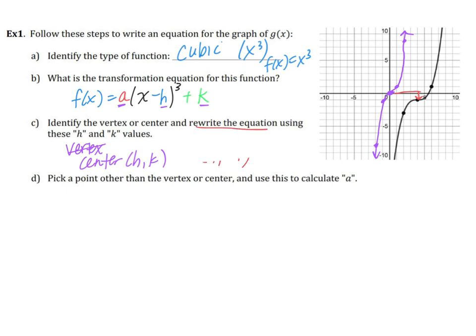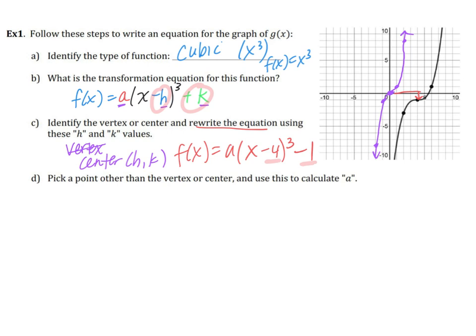Well, let me do that instead with the equation. I'm going to do f of x equals a times x. If I move to the right 4, that's minus 4. And if I move down 1, that's going to be minus 1. So I have filled in my h and my k to these two positions up here. So that is my center.